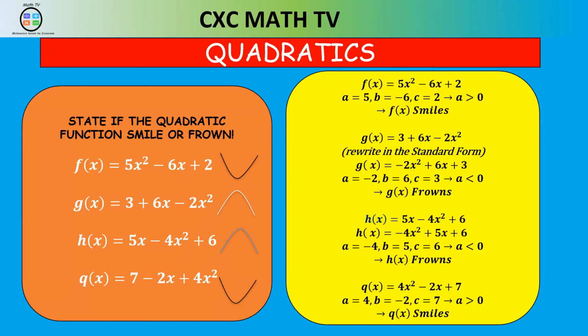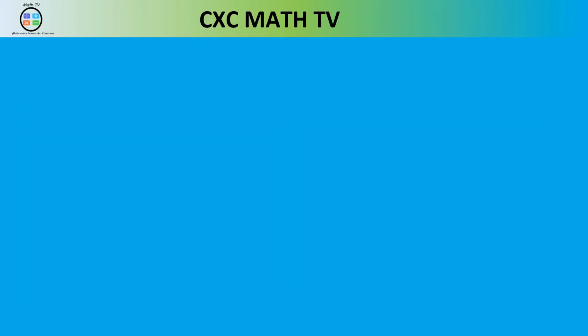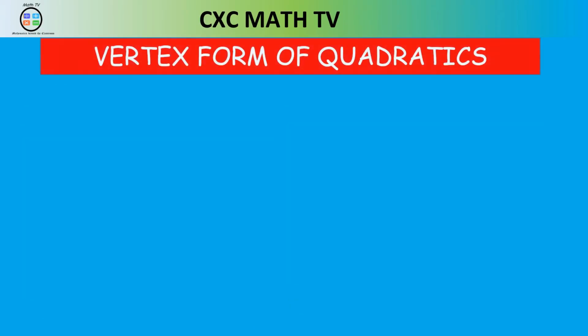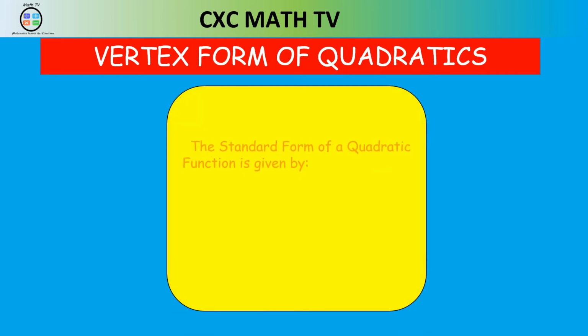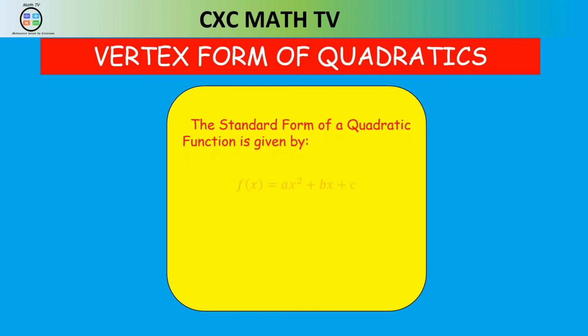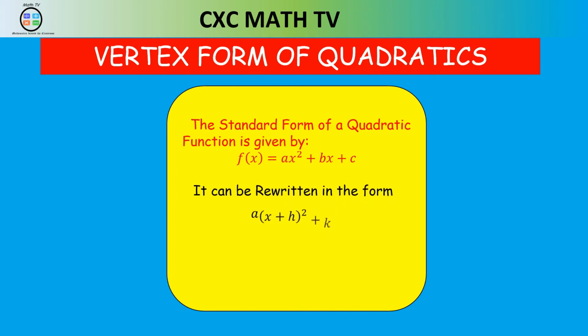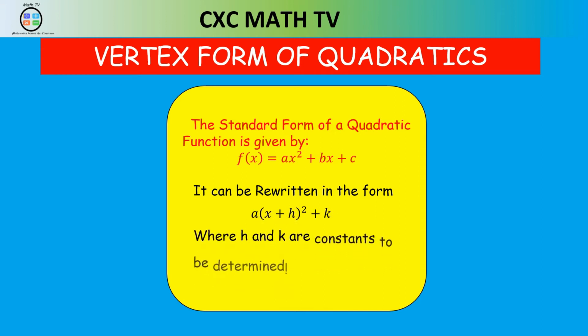Alright. Now that we've identified the shape of each quadratic, the next thing we want to talk about is the vertex form of a quadratic equation. Now, any quadratic equation, f of x equals ax squared plus bx plus c, as we call it the standard form, it can be rewritten in the form a in bracket x plus h squared plus k, where k is just some constant to be determined.